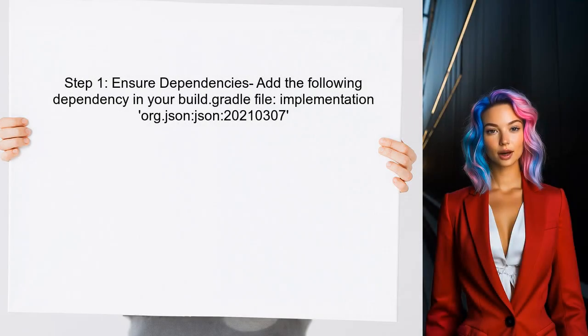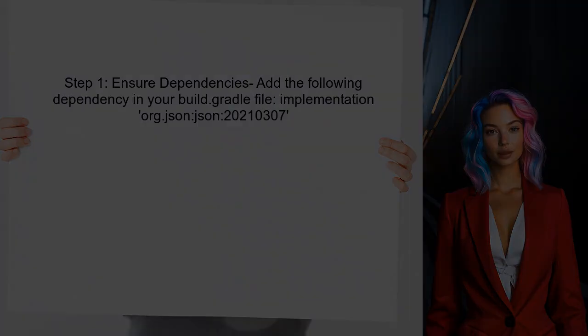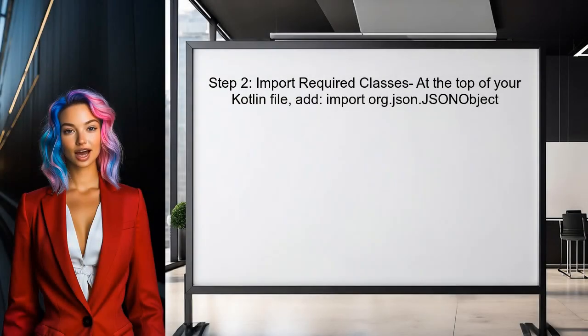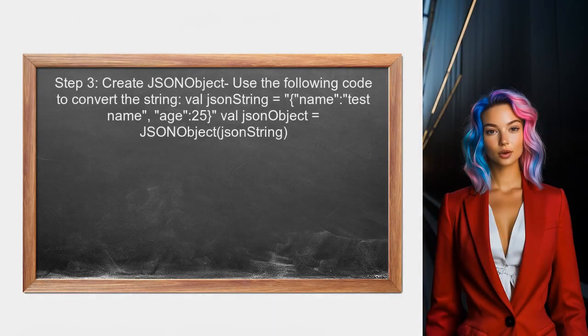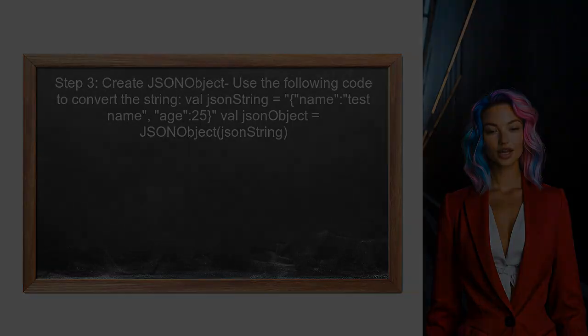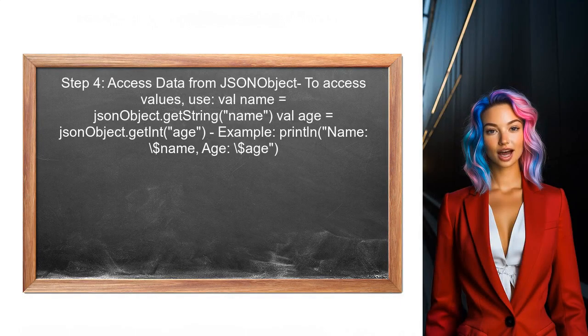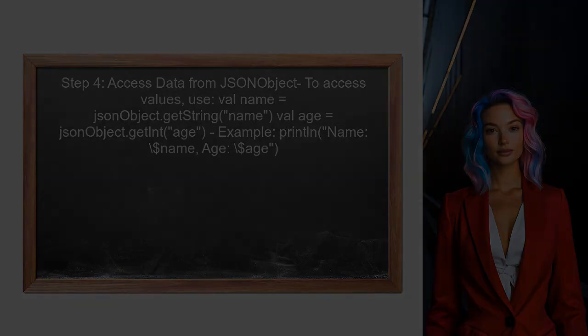To create a JSON object from a string in Kotlin, the user should first ensure they have the necessary dependencies in their project. This typically includes the JSON library. Next, the user should import the required classes in their Kotlin file. This is essential for using the JSONObject class. Now, the user can convert the string into a JSON object. This is done by creating a new instance of JSONObject and passing the string as an argument. Finally, the user can access the data within the JSON object. They can retrieve values using the appropriate keys.